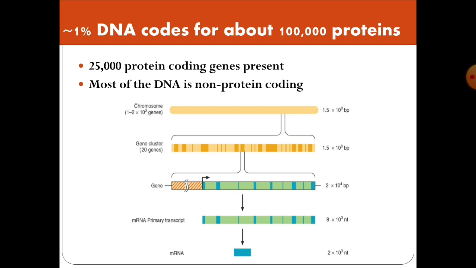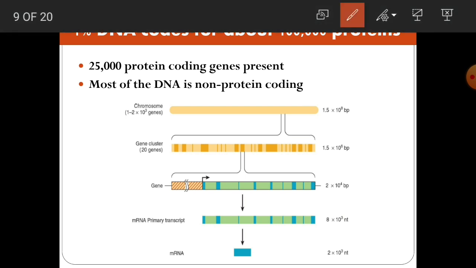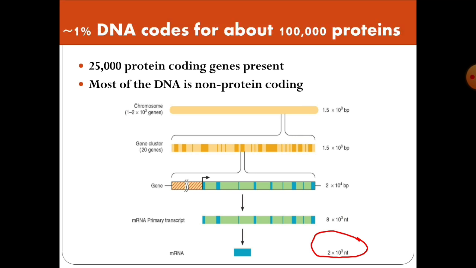Out of that, again for the mRNA, there will be a lot of cutting and joining, and finally we get the desirable mRNA, that is only 2000 nucleotides. From that mRNA we will get our desirable protein. So, this is how the entire thing runs.